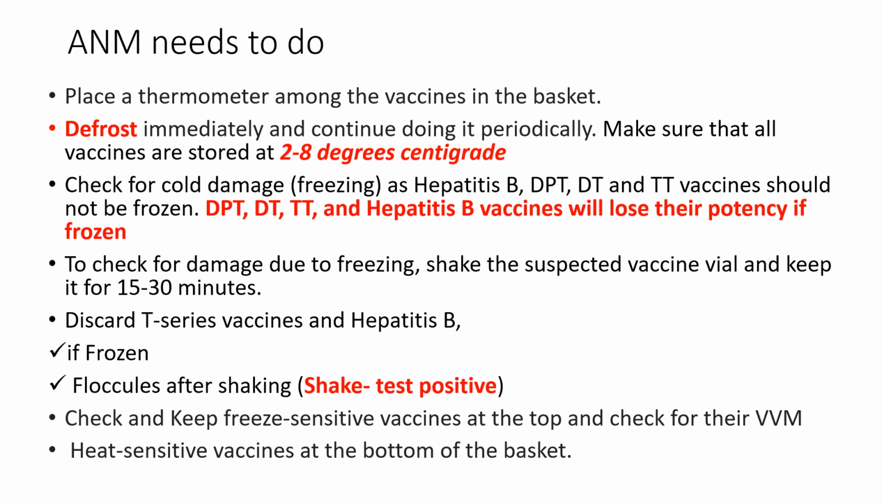So this is the group of vaccines that she should be checking for cold damage, because they lose their potency if frozen. And once the checking is done, which is usually done by undertaking the shake test, the suspected vial is shaken and watched for any flocule formation, or to see if there is any movement of fluid, or whether it is totally frozen. And if these vaccines are frozen or there are flocules after shaking, that is the shake test is positive, then she needs to discard these vaccines, and she has to rearrange, keeping the fridge sensitive vaccines at the top and checking the vaccine vial monitors as well, and heat sensitive vaccines at the bottom.